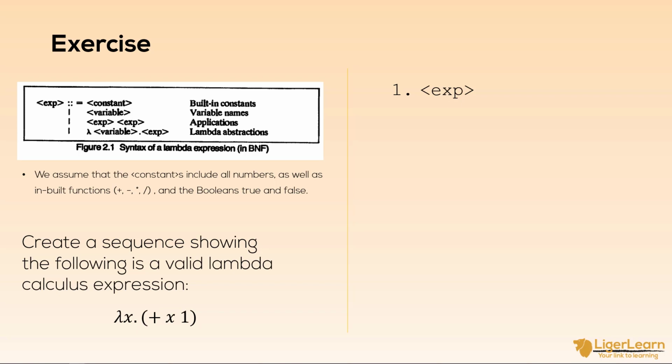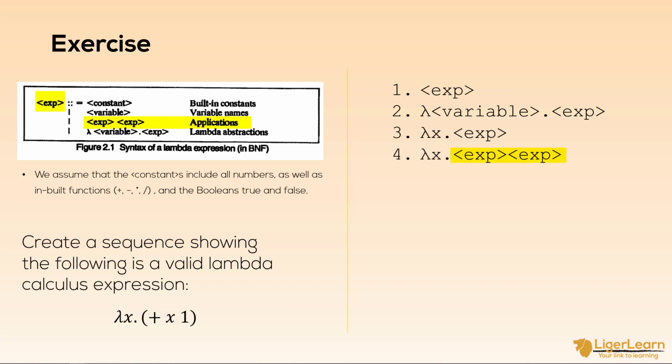Okay, let's work through the steps. We obviously start with the expression. Then we can replace it with the lambda abstraction. Then we can replace the variable token with a variable name, which we want to be x. We can then replace the single expression with two placed next to each other, i.e. an application.